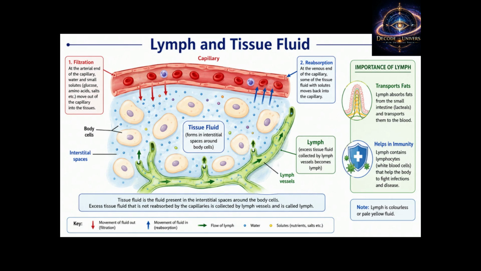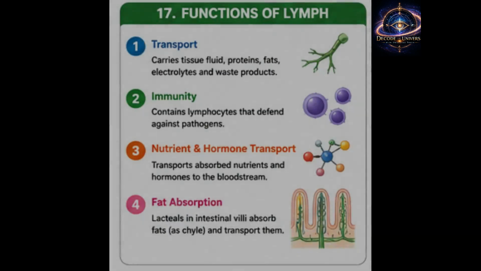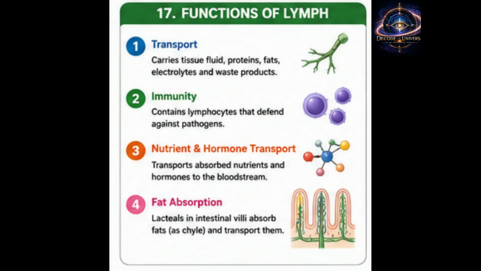When blood passes through capillaries, some water and small soluble substances move out into tissue spaces. This fluid is called interstitial fluid or tissue fluid. The lymphatic system collects this fluid and returns it to major veins. The fluid inside lymph vessels is called lymph. Lymph is colorless and contains lymphocytes.